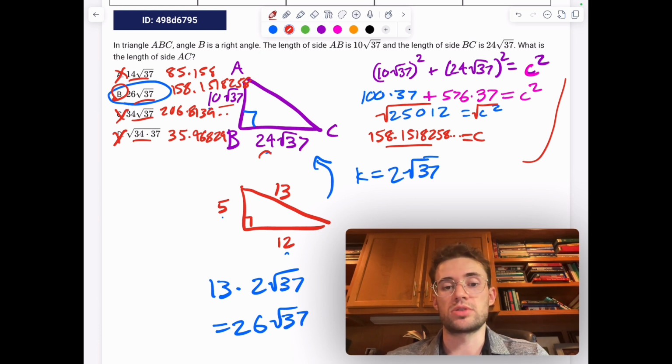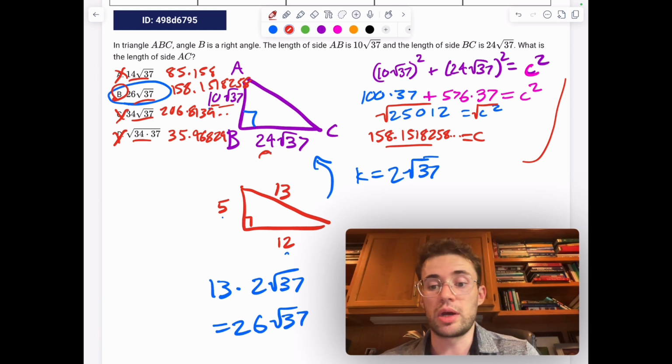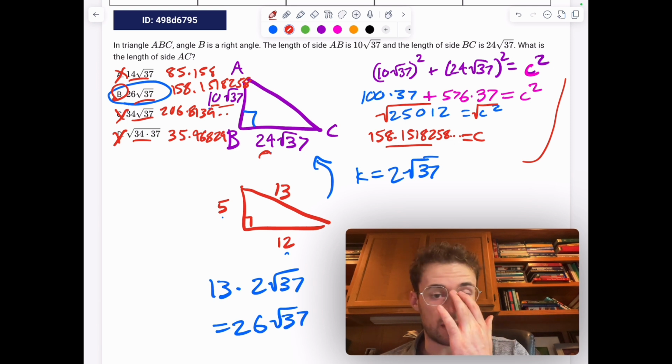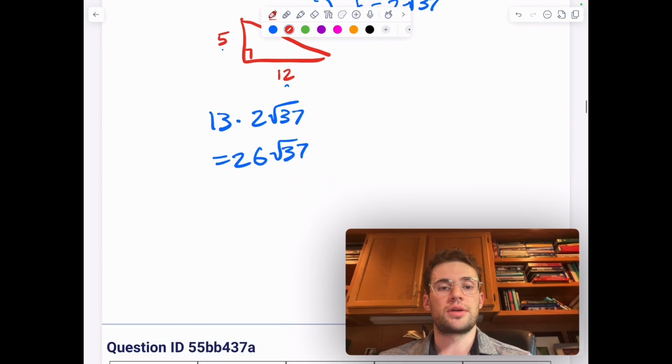I know I had to explain what I was doing, but if I had this problem, I would probably be able to see 10, 24, this is a 5, 12, 13. So double 13, 26, 26 root 37. You could do it in basically 15 seconds if you are really comfortable with Pythagorean triples and scale factors. But it didn't take too much time to do the Pythagorean theorem. Just make sure that you're comfortable typing it into your calculator and doing it quickly.